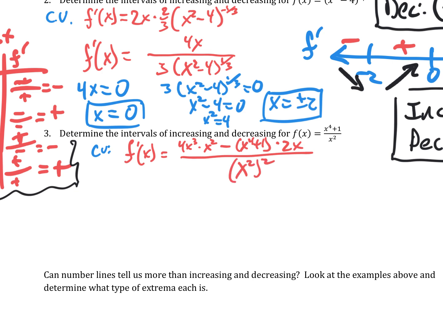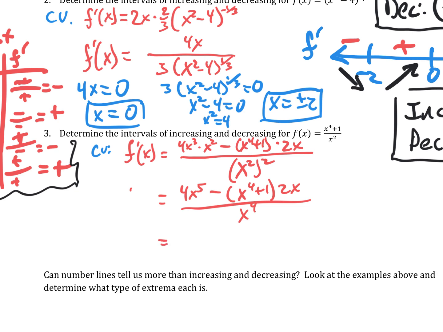All right. Now, let's clean this up a little bit here. We have 4x to the 5th minus, and you know what? Watch this. Let's not multiply that out. You can, but I'm going to leave it. You'll see why I'm going to factor out that 2x.